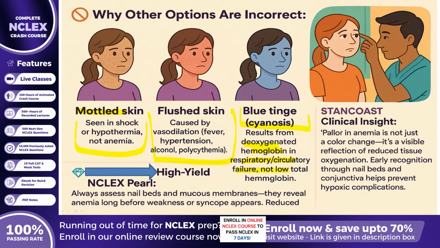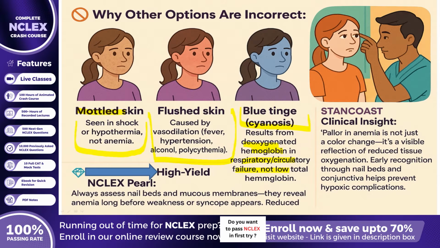However, in anemia, the total hemoglobin is too low to produce the blue hue, even in hypoxic states. Transitioning to the deeper clinical takeaway, here is the Stan Coast clinical insight. Pallor in anemia is not just a color change, it is a visible reflection of reduced tissue oxygenation. Detecting subtle pallor in the nail beds or conjunctiva allows the nurse to recognize anemia early and prevent complications from progressive hypoxia. And finally, here comes the Stan Coast high-yield NCLEX Pearl.